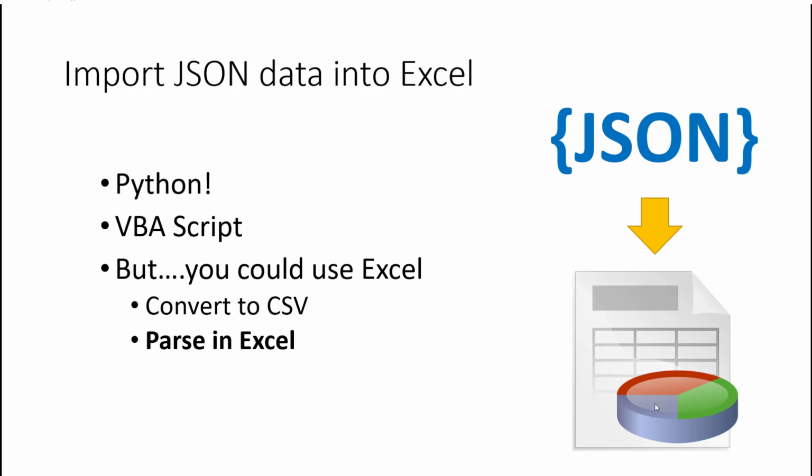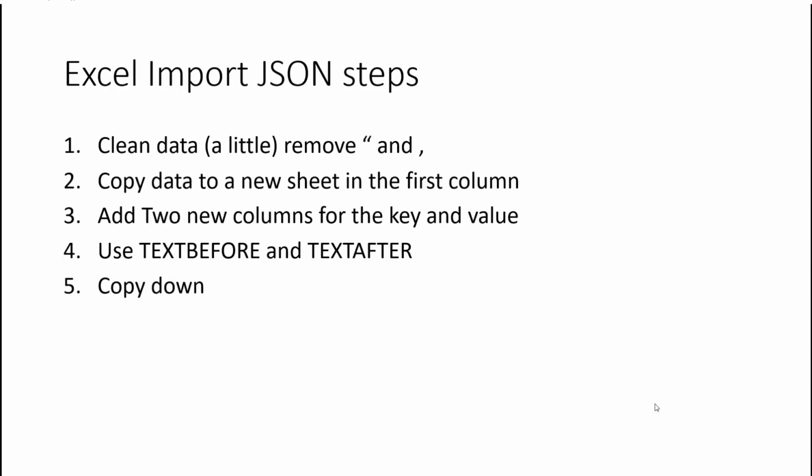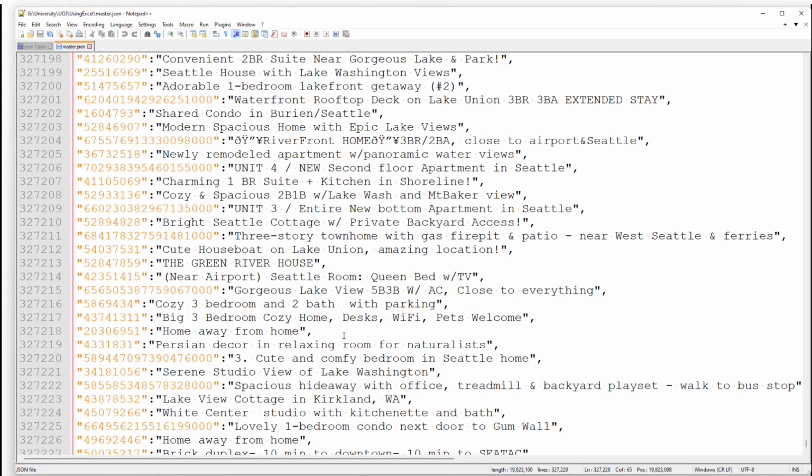Okay, so this is essentially what the steps are going to be. We're going to clean the data a little and remove the double quotes and the commas. We'll copy the data into a new Excel spreadsheet in the first column, and we'll add two new columns for the key and the value. So this is assuming that we wanted to parse a big set of key value data. And then we're going to use TEXTBEFORE and TEXTAFTER functions, which we'll demonstrate, and then we'll just copy that down. And that'll work great. So let's take a look at our data.